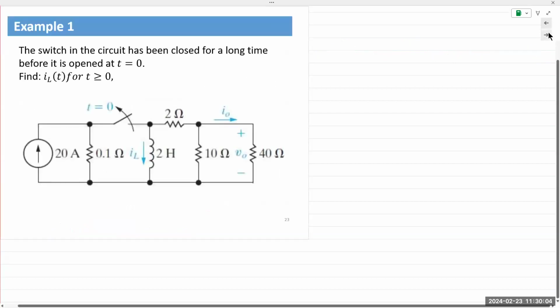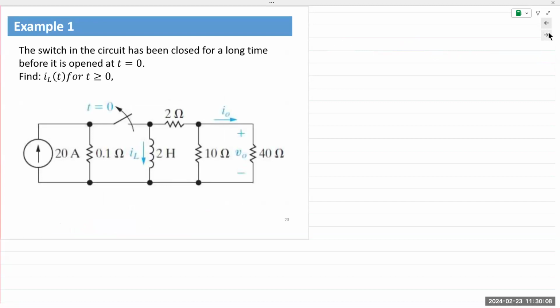Example 1 shows an inductor. And the problem statement is that the switch in the circuit has been closed for a long time before it is opened at t equals 0. You're asked to find an expression for the inductor current IL as a function of time when the time values are greater than or equal to 0.